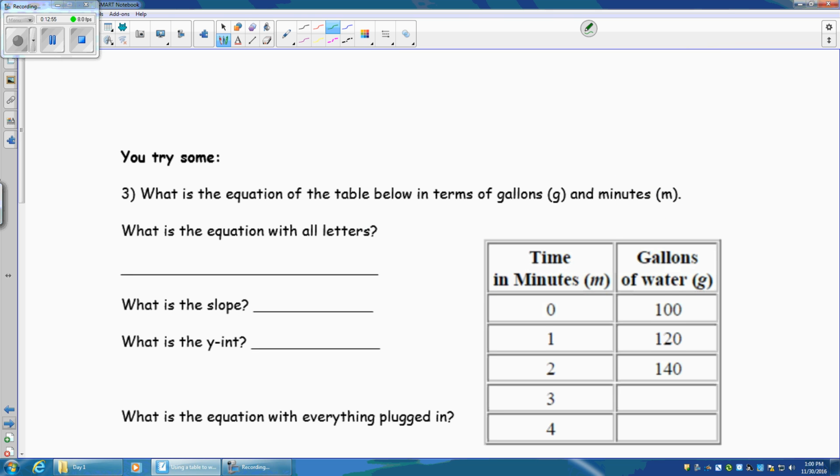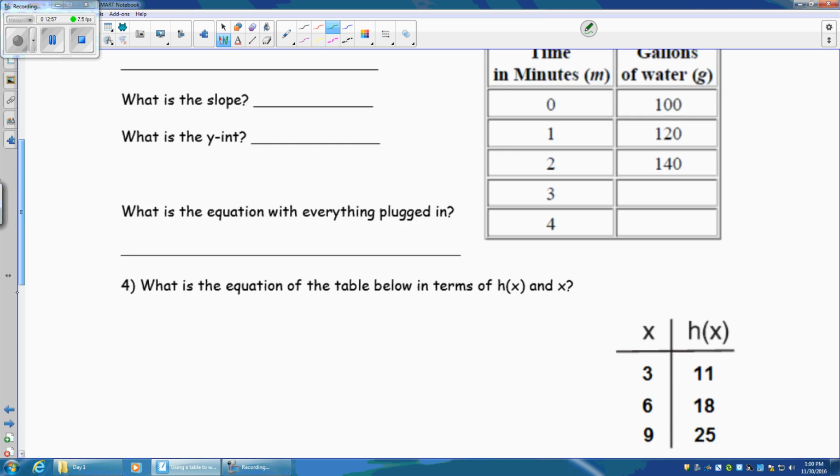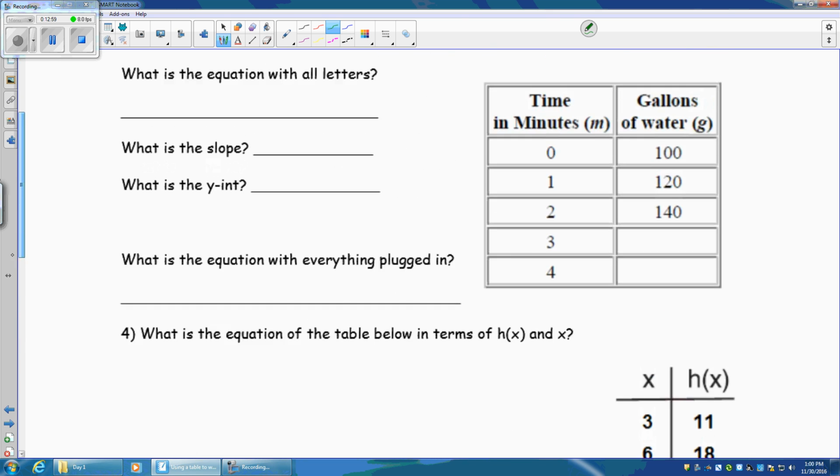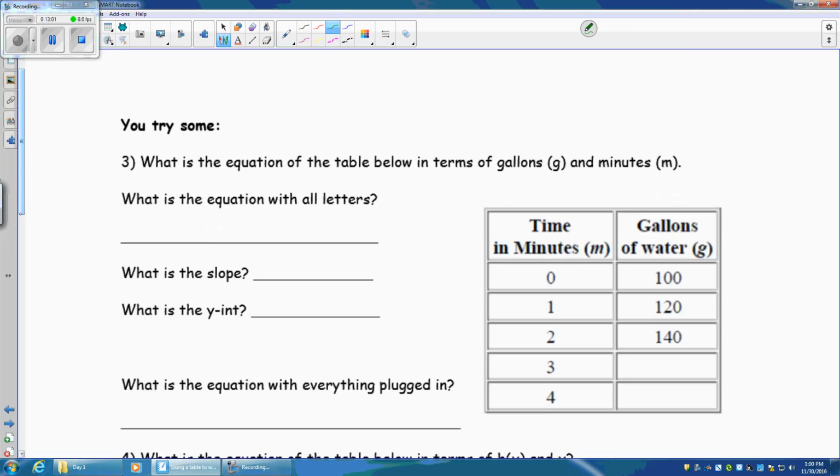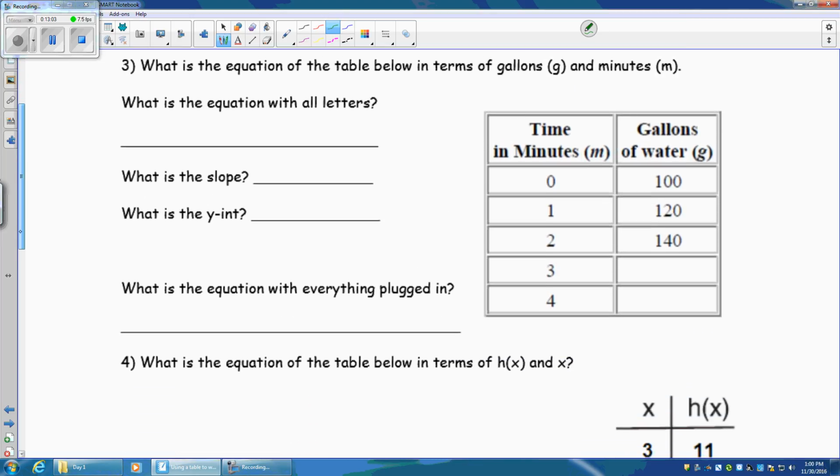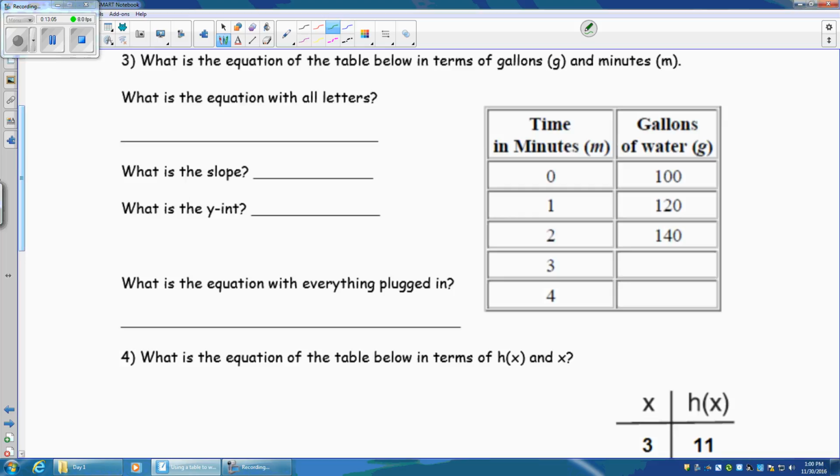On the next page, I think I have us trying 2 of them. So would you please try those 2? Pause the video and then unpause it to check yourself. All right, so for number 3, the equation all in letters is y is mx plus b. That should be like burned in your head by now.